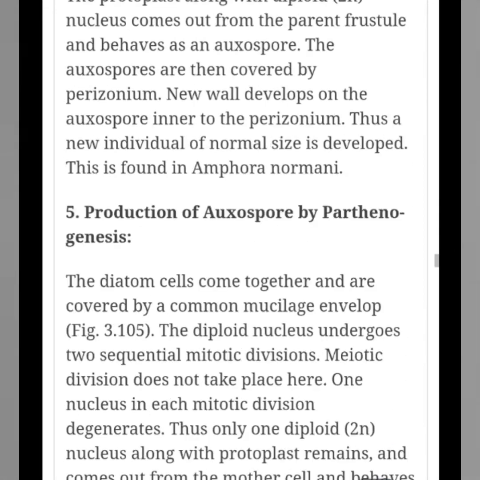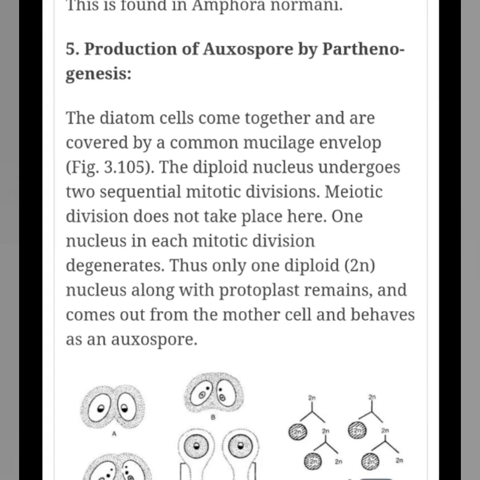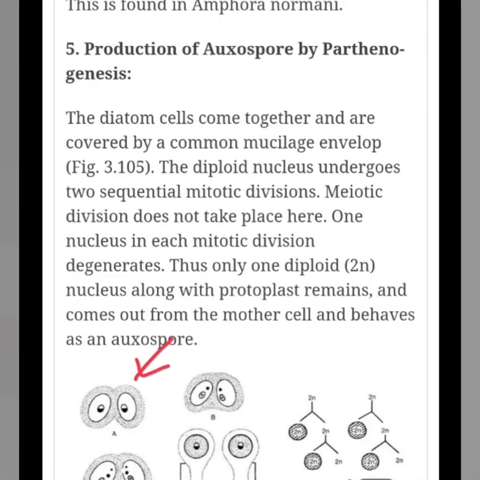Now the next type, we have the production of auxospore by parthenogenesis. Now what happens here? The diatom cells come together. All right, the first step: the diatom cells come together, covered by a common mucilage envelope or sheath, it's a covering. Okay, they get enclosed in a mucilage covering, and the diploid nucleus will undergo 2 sequential mitotic divisions. All right, so in this case there is no meiotic division.